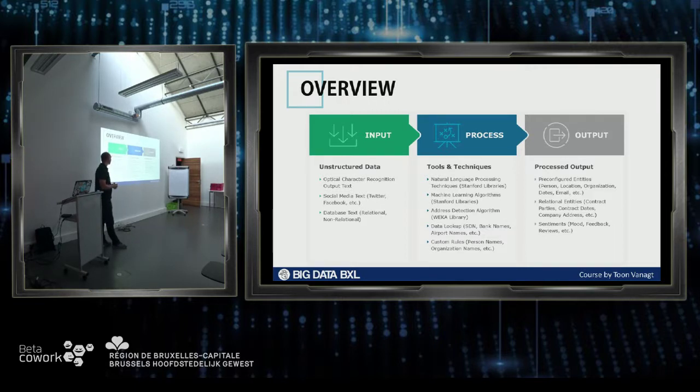You can do all sorts of data lookups, bank names, airport names. Those are libraries that are just available. You don't need to go and figure that all out yourself. You can just take that for free. And then there's output, pre-configured entities that come out of this processing: relational entities, contract parties, contract dates, company addresses, a typical thing. I keep repeating those.